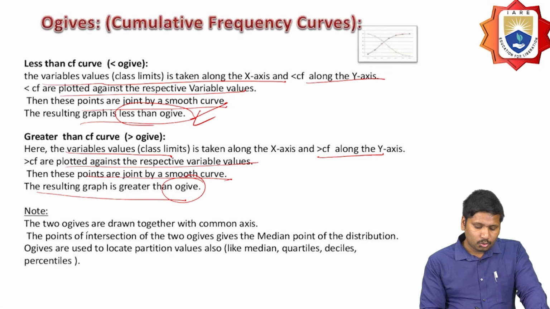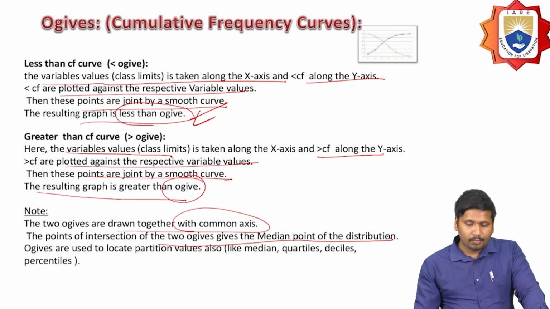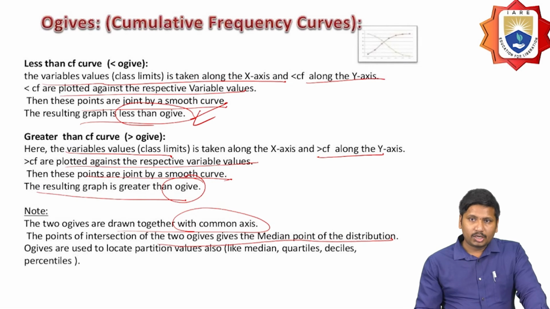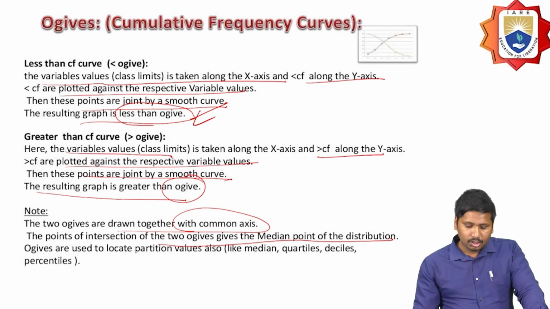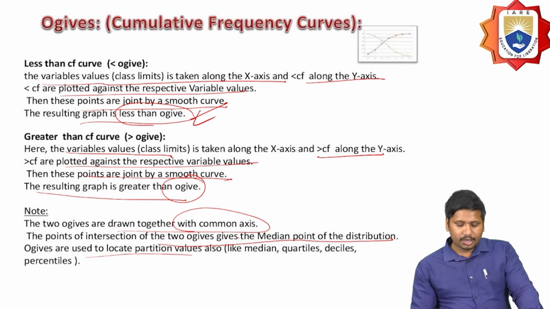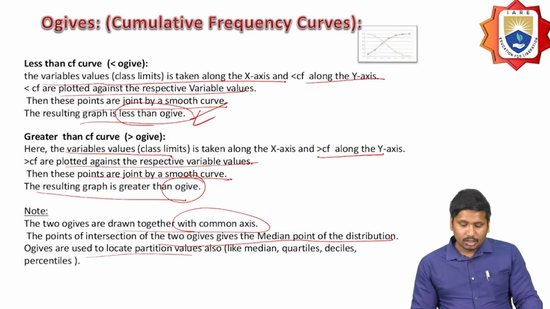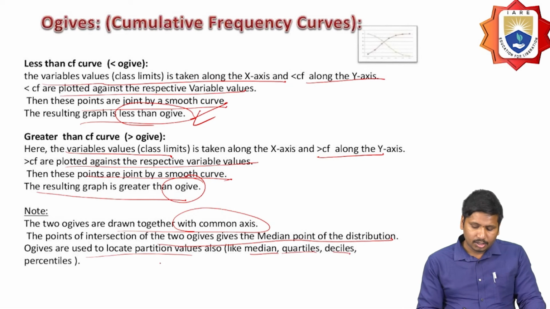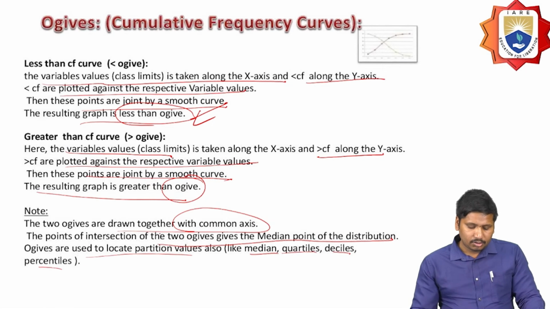So the two ogives are drawn together with a common axis, and the point of intersection of the two ogives gives the median point of the distribution. So the intersection of these two ogives gives the median of the distribution, and the ogives are used to locate partition values like median, quartiles, deciles, and percentiles. So these are the ways of locating the partition values through ogives.